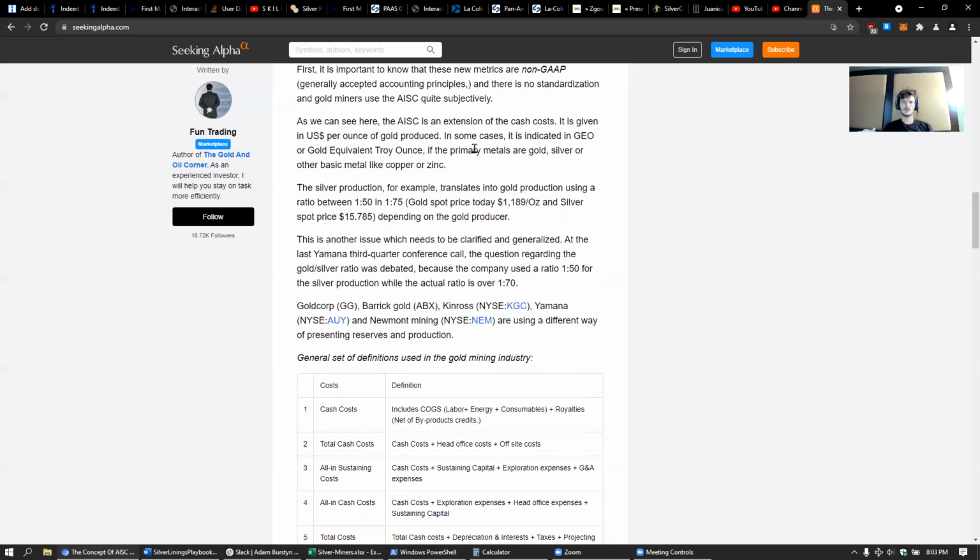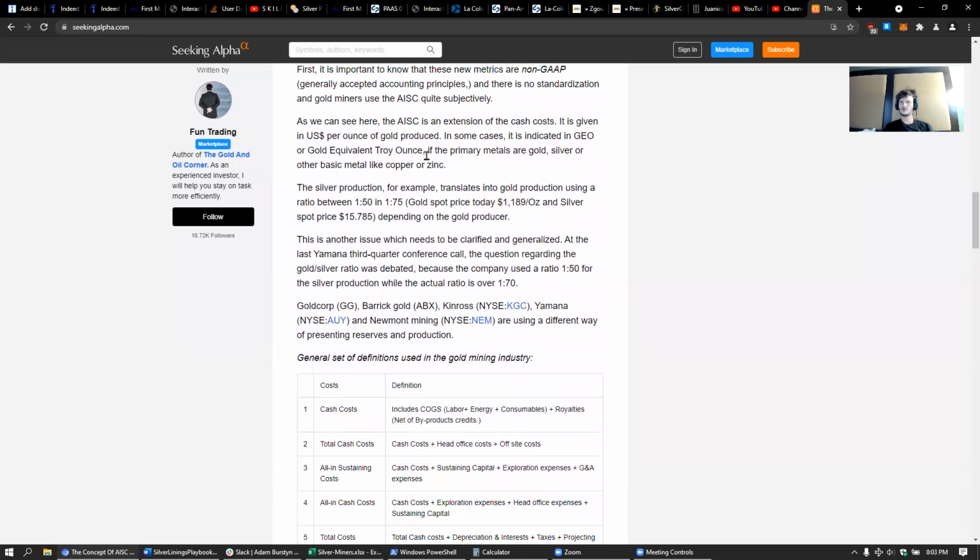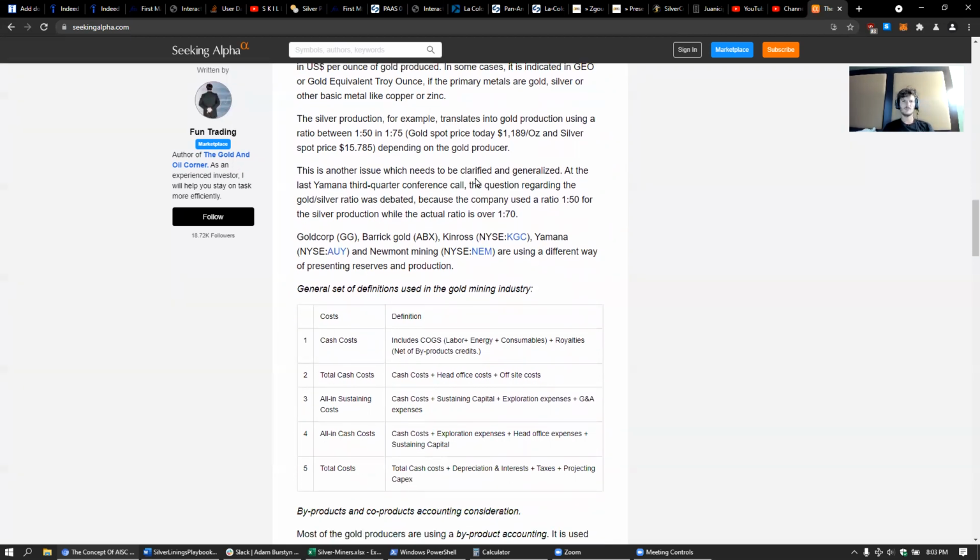Okay, some of these sentences are really confusing in the layout. So we would convert silver, gold, or these other things to gold for that, is what they're saying. I can't say I've seen that. Maybe the silver production, for example, translates into gold production using a ratio between 1 to 50 and 1 to 75, depending on the gold to silver ratio, which is the gold spot price. Once again, gold's much higher than that. Silver is almost double that.